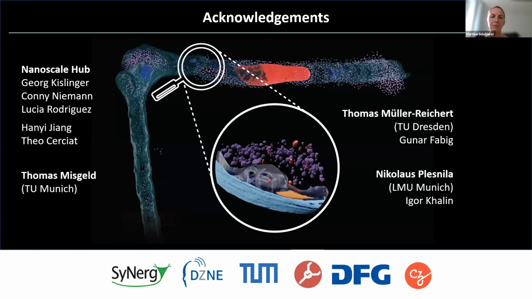And I'd really like to thank the people that were involved in this project. So mostly George, he did all of the array tomography work. Then Thomas Miskeld, who supported us also with array tomography. The electron tomography was done in Thomas Müller-Reichert's lab in Dresden, mainly by, or only by Gunnar Fabig. And confocal imaging and the mouse model was done by Igor from Nicholas Plasnilla's lab. And with this, I'd like to end the presentation and I'm open for questions.